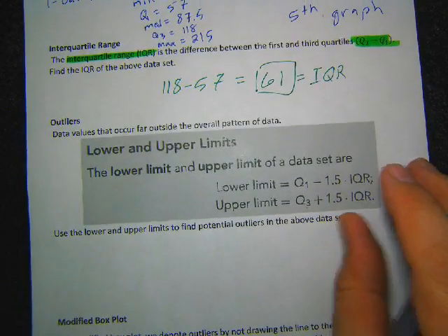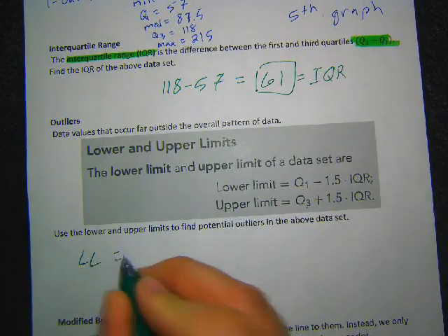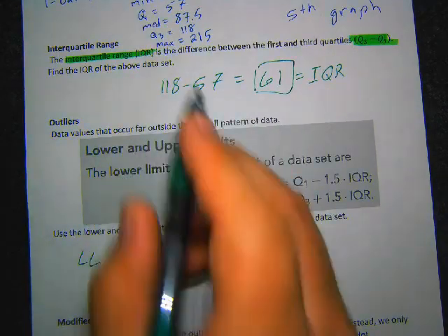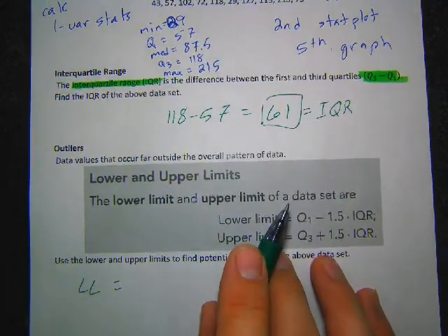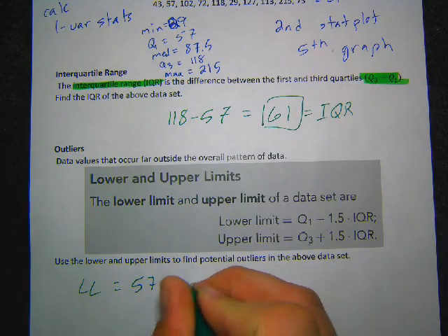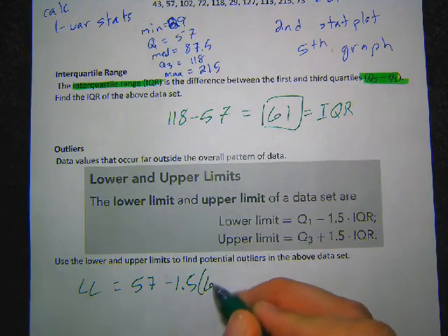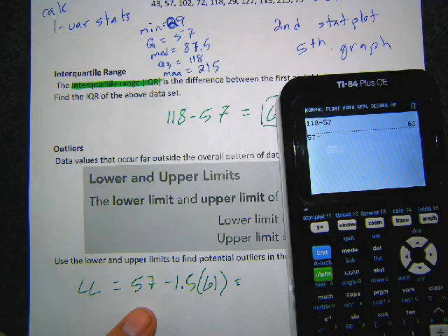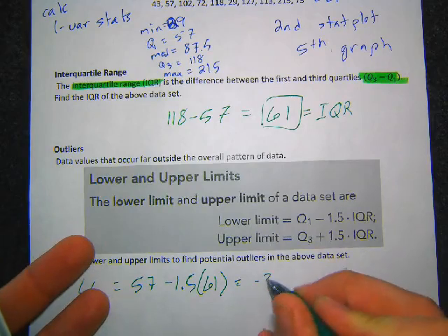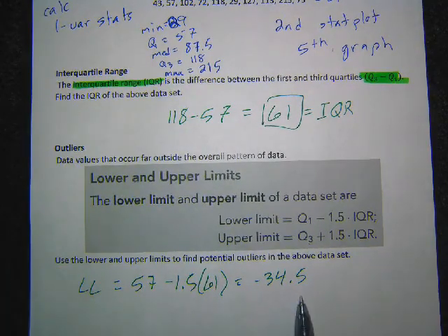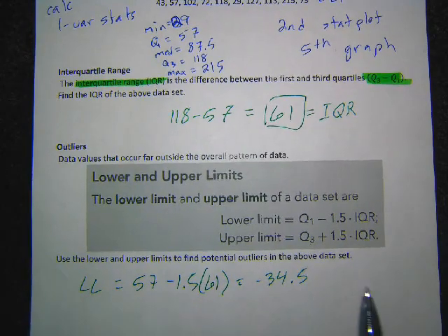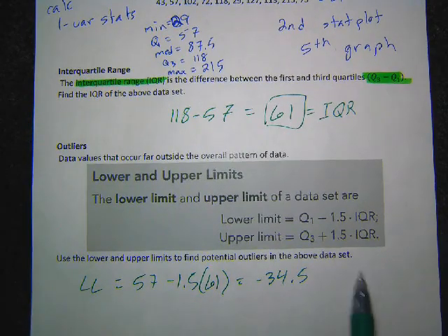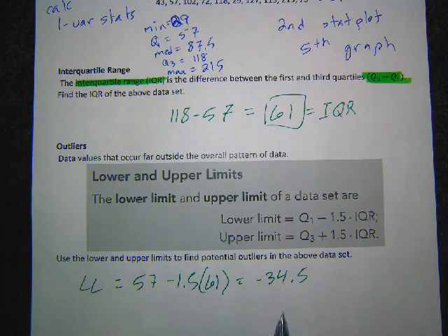So let's do that for the previous problem. Let's first find our lower limit. We're going to take our Q1, which in this previous problem was 57. We're going to subtract 1.5 times that interquartile range, so times 61, and that will tell us where our cutoff is. So I take 57 and subtract 1.5 times 61, and it gives me negative 34.5. So I would have to be below negative 34.5 before it would be an outlier. And none of my values, of course, are even negative. So this one I'm pretty safe. That has to be pretty far out, so that's not going to be an issue on this one.